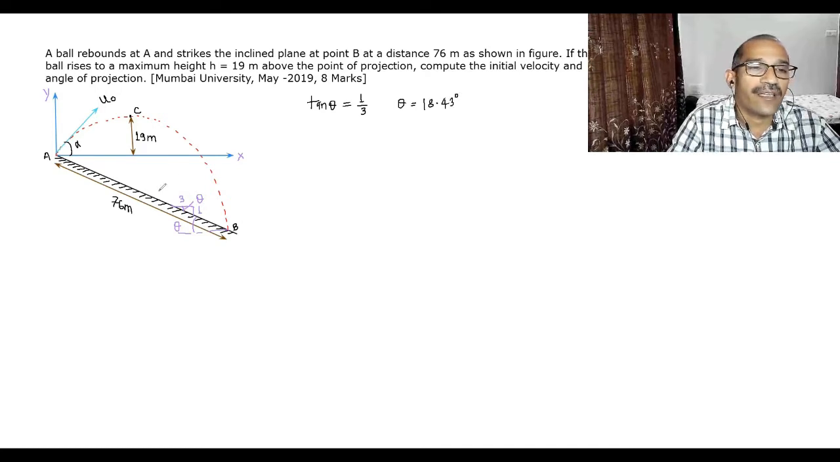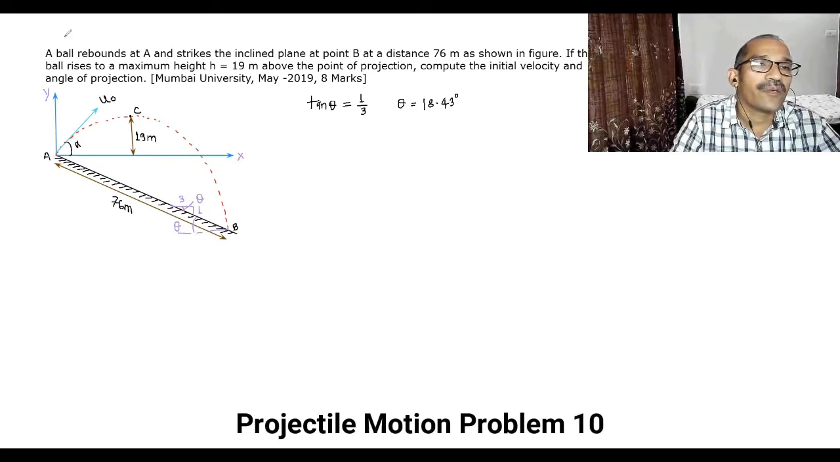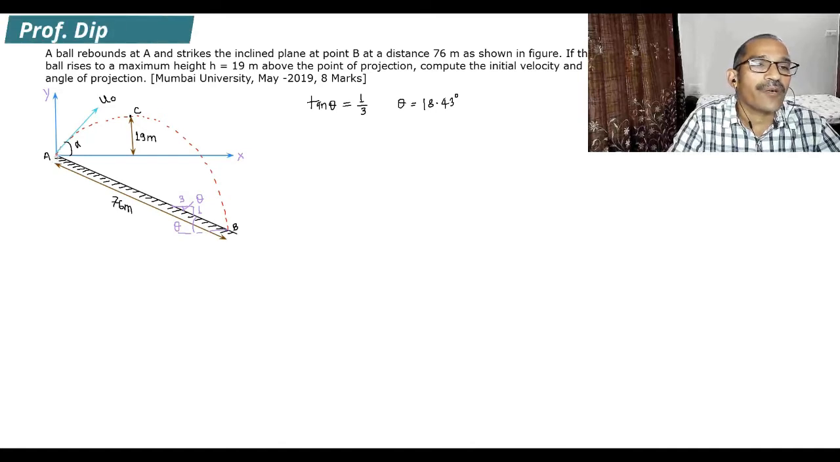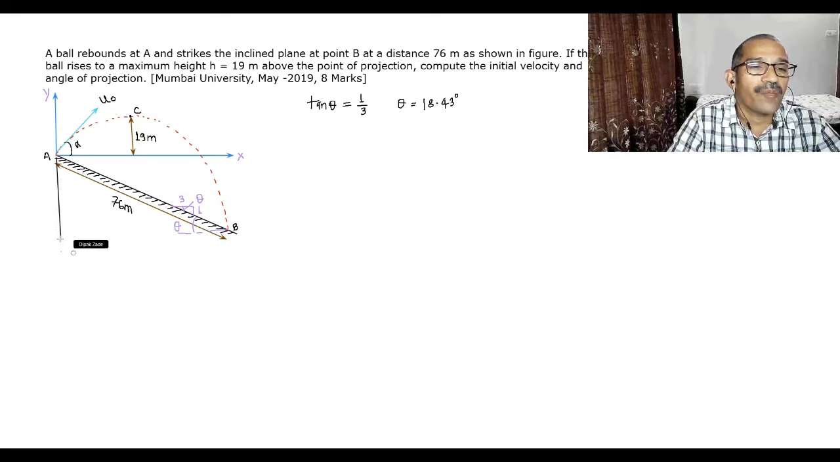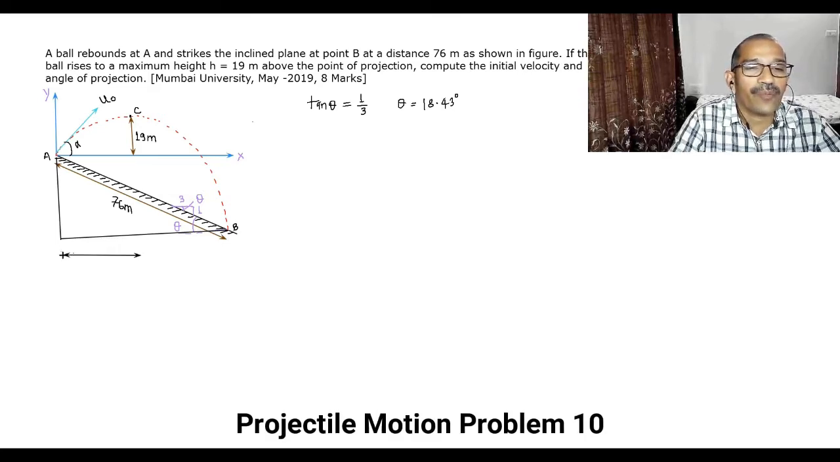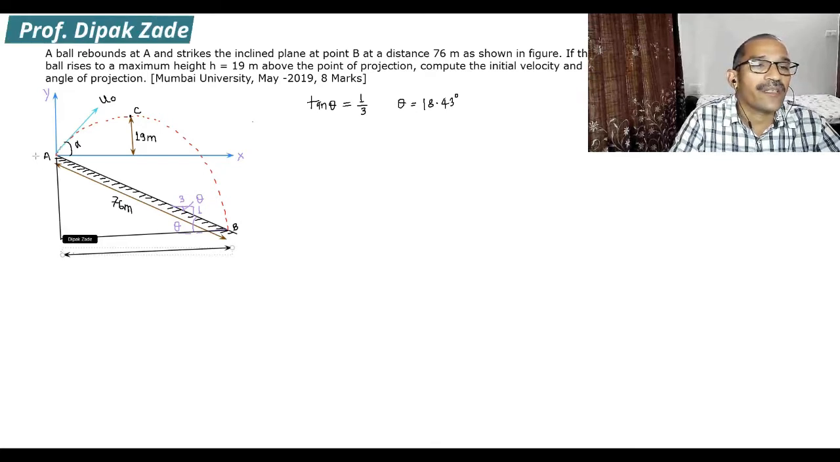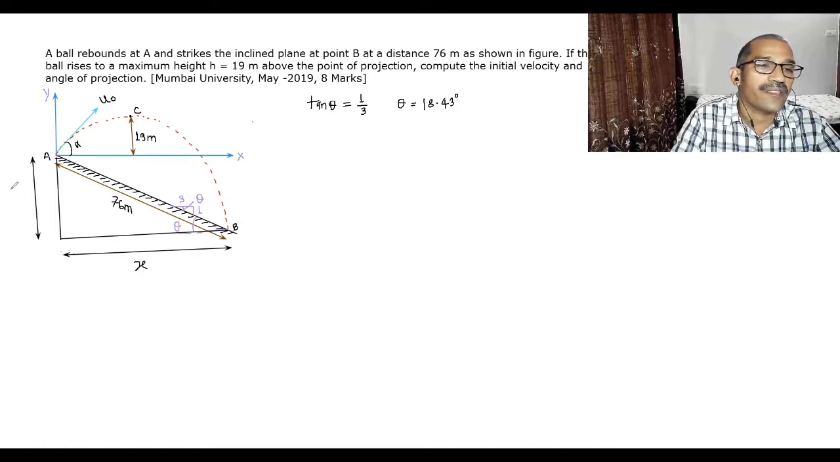Now as you know this angle and the length AB, which is the inclined length, you can easily find the vertical distance between A and B, and the horizontal distance of point B from point A. In the triangle, the total length is known and the inclination is known, so 76 is the length of the hypotenuse. Here I write this distance as x and this distance as y.